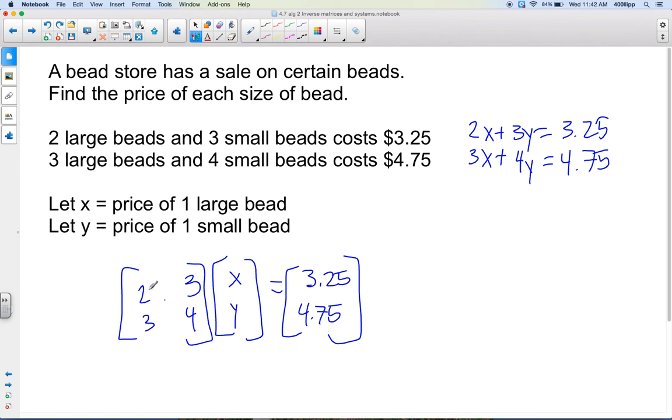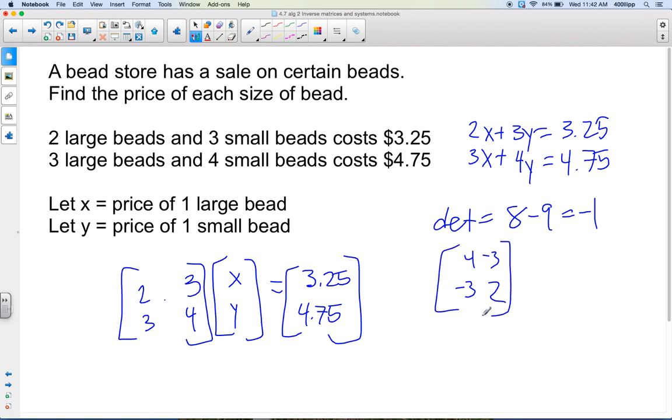So we first find the determinant. 2 times 4 is 8. Determinant is 8 minus 9, which is a negative 1. And then we know to switch A and D. Switch A and D, 4 and 2. Negate B and C, negative 3 and negative 3. And then we multiply it by 1 over the determinant, which is negative 1. So this will become negative 4, 3, 3, negative 2. So this is our inverse.